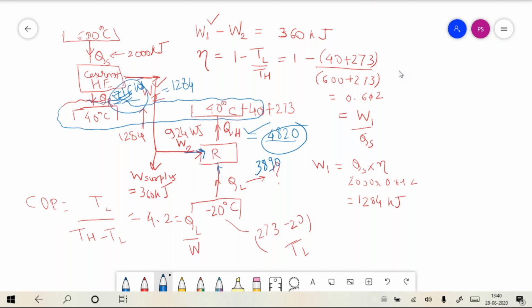This problem requires that you understand what a Carnot engine is, what a refrigerator is, and how to write the energy balance. If you are comfortable with the Carnot engine, the Carnot refrigerator, and doing the energy balance correctly, then you should be in a position to solve this kind of tricky problem. I want you to practice such problems and revise at home, so that when we take a test on this portion, you score good marks.